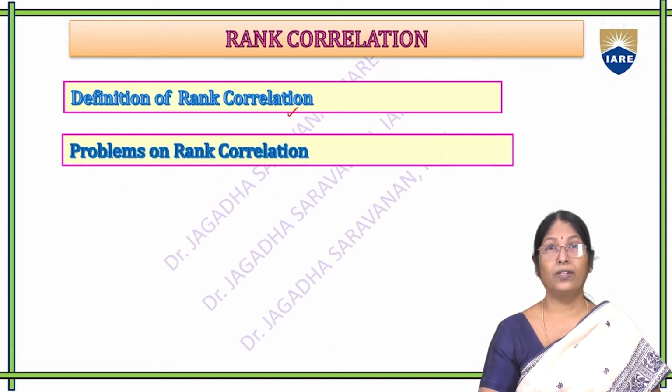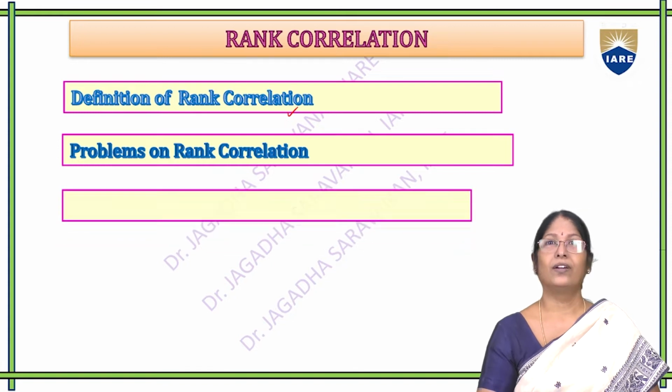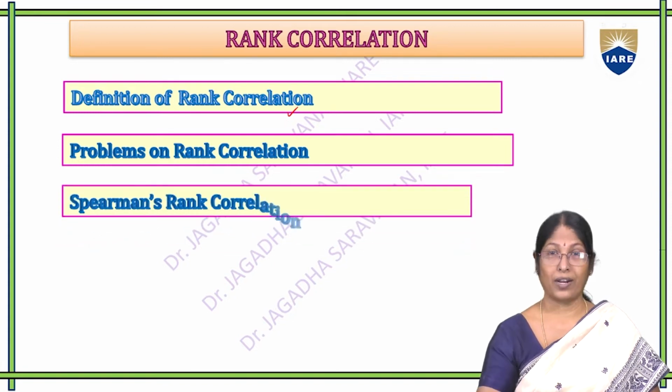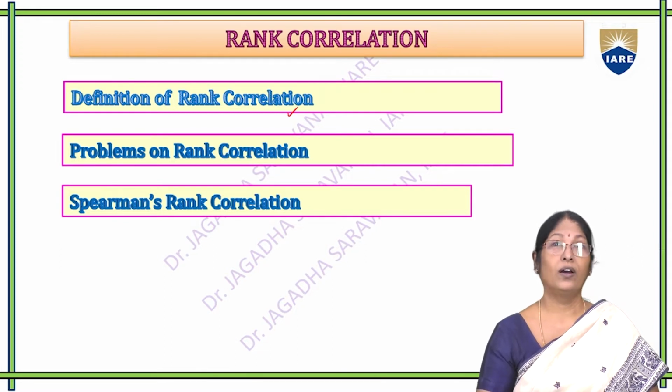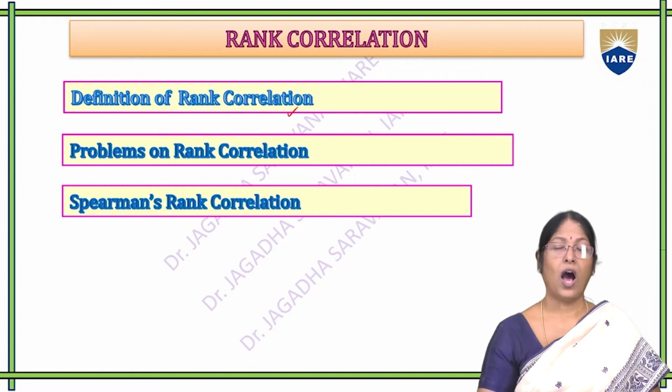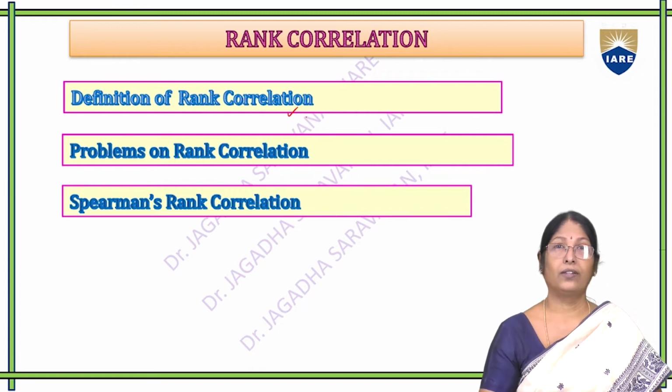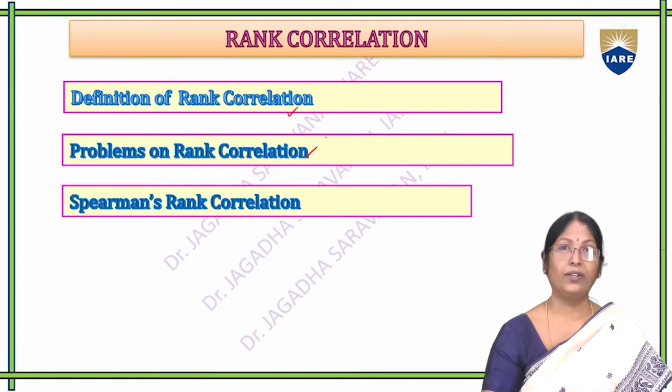The word rank, we heard it in school, in our studies. Whatever exam we write, what is the rank we got regarding our academics? So regarding this rank, how is it correlated between our relations? They are represented as variables. We are going to discuss all of this: how rank correlation is defined, and problems based on rank correlation.